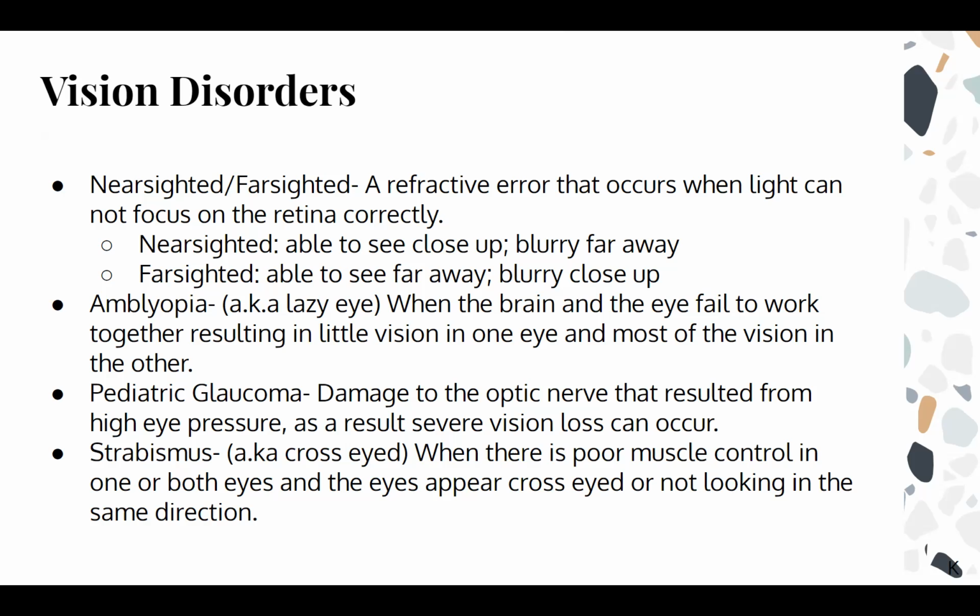Nearsighted is when a person can see close up but blurry far away, and farsighted is when a person can see far away but blurry up close. Amblyopia is when the brain fails to work with the eyes and is also known as lazy eye. Glaucoma involves high pressure in the eyes, and strabismus is when the eyes go cross-eyed because of poor muscle control.